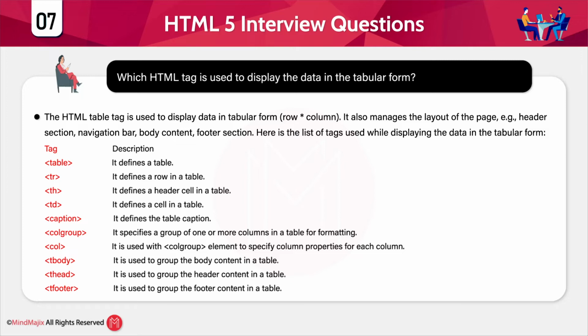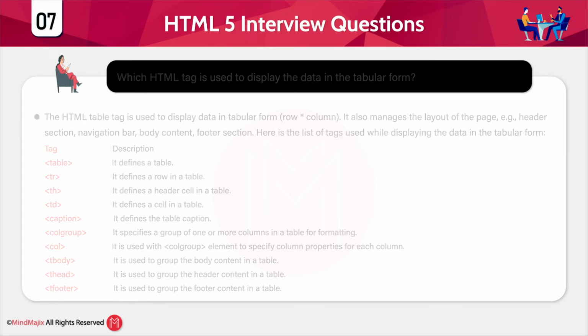tbody is there, thead is there, tfoot is there. tbody is used to group the body content in a table. thead is used to group the header content in the table. To group the header content, we use thead. To group the body content, we use tbody. And to group the footer content in the table, we use tfoot. These are all the different tags that we use to display the data in the tabular format. Even the table tag is used to create layouts, HTML layouts.